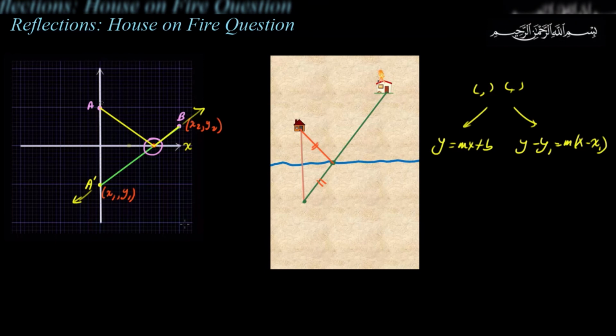So this is, I think, a very beautiful question, which tests our understanding of reflections, and you can see how you can use it to solve some nifty questions and perhaps help save lives.